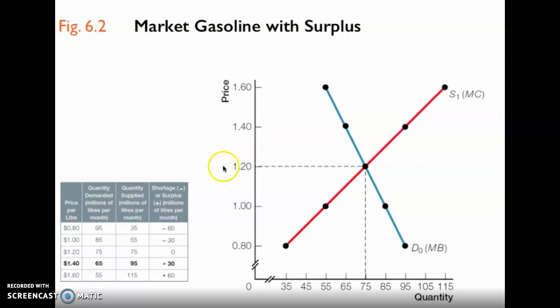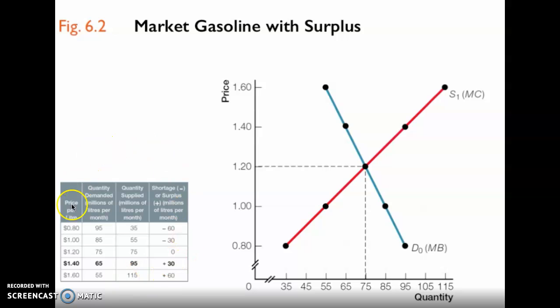And let's say the price was allowed to change from our previous example. From $1, it has now gone up to $1.20. That is our equilibrium price for this market, and the quantity bought and sold will be 75 million.